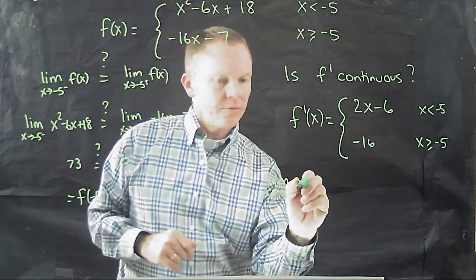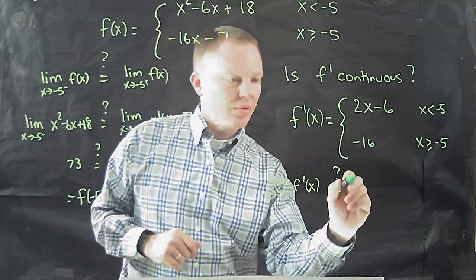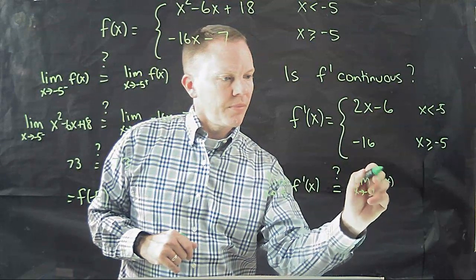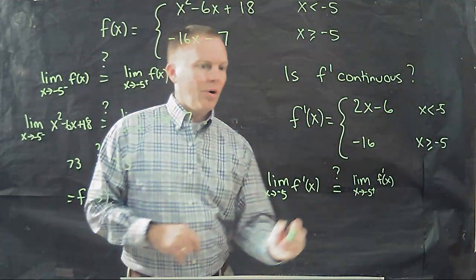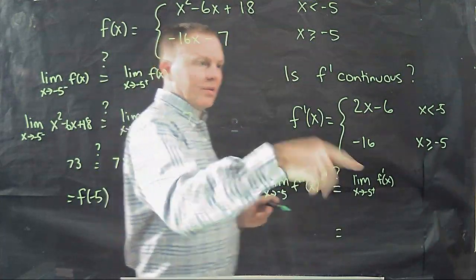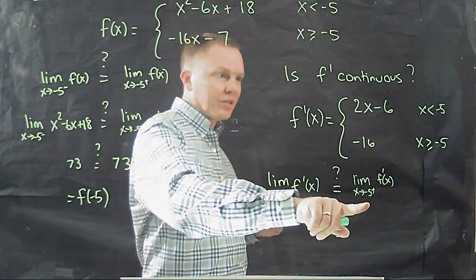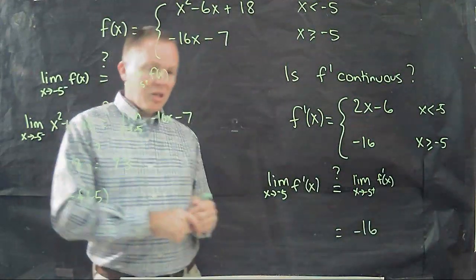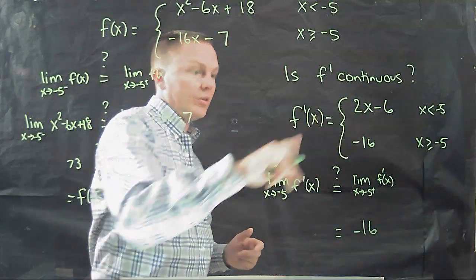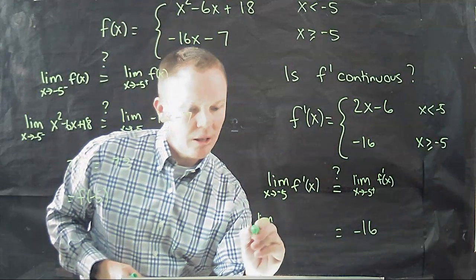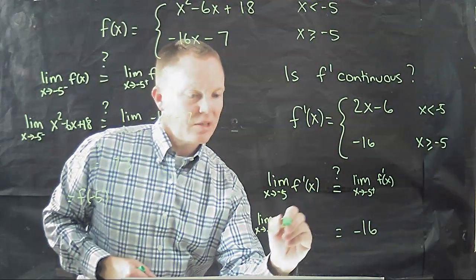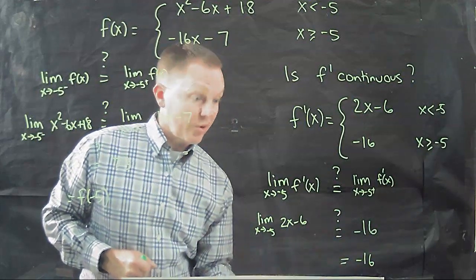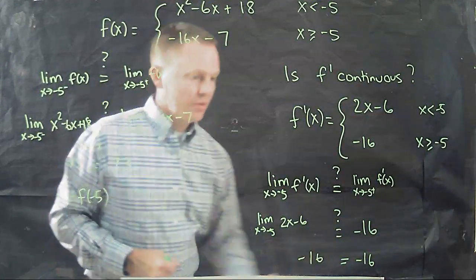I'm just so excited. I can't control myself. So are these guys equal, from the left and the right? Well, the right side's easy, right? What's the derivative approaching on the right side of -5? Like right here, it's always -16. Okay. What's the derivative approaching on the left side of -5? Well, maybe we've got to do some algebra. So we say the limit as x goes to -5 of 2x minus 6, and we do some arithmetic there. Again, we were still wondering, are these two equal? And look at that. They are.